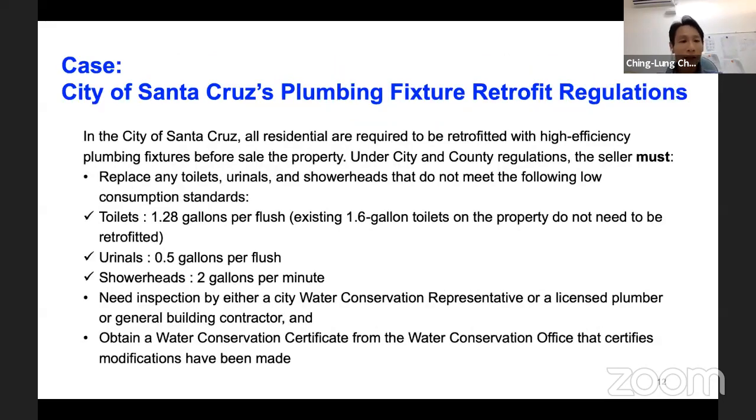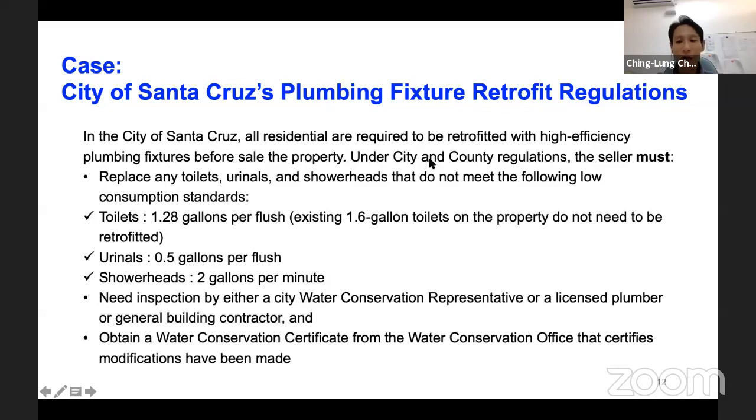And then this is the case of Santa Cruz in California. The plumbing fixture retrofit regulation. In this city, all the residents are required to be retrofitted with a high efficiency plumbing fixture before selling the property. It means the state government requires that if you want to sell your house to other people, you need to follow this regulation. You need to have high efficiency plumbing fixtures.